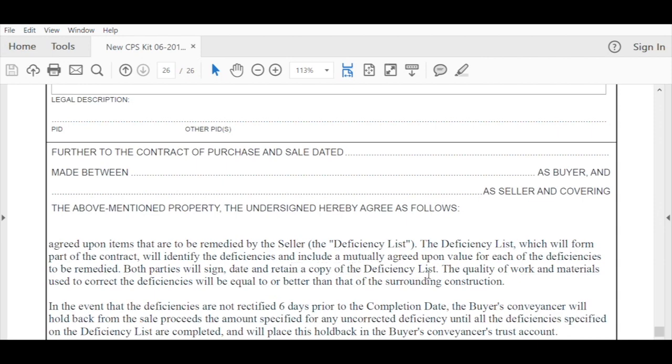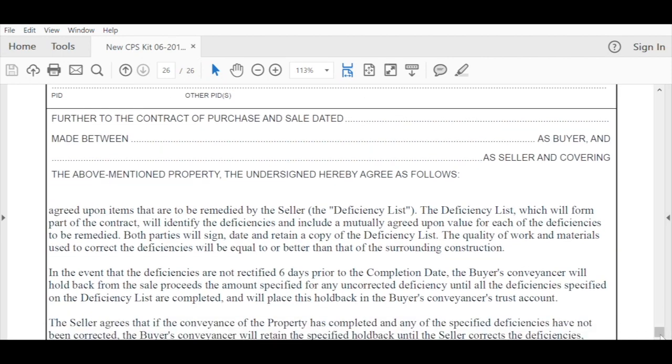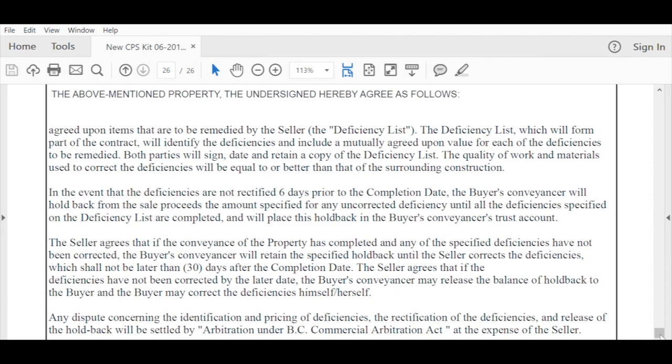The quality of work and material used to correct the deficiency will be equal to or better than that of the surrounding construction. In the event that the deficiencies are not rectified 6 days prior to completion date, the buyer's conveyancer will hold back from the sales proceeds the amount specified for any uncorrected deficiency until all the deficiencies specified on the deficiency list are completed, and will place this holdback in the buyer's conveyancer's trust account.